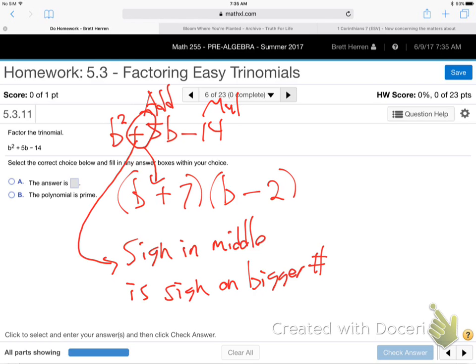Whereas the other one may be that same sign as well, or he may be opposite. That varies. But you can always bank on the sign in the middle going on the bigger number, without exception. That'll always work for you. Does that make sense? Again, the order doesn't matter.